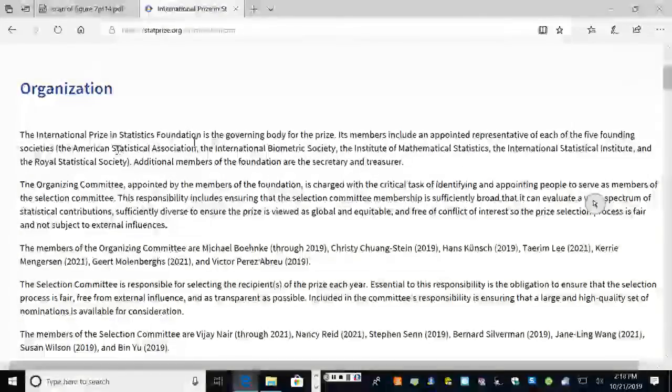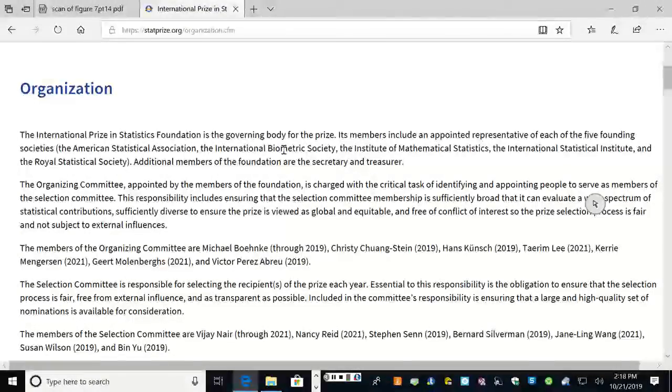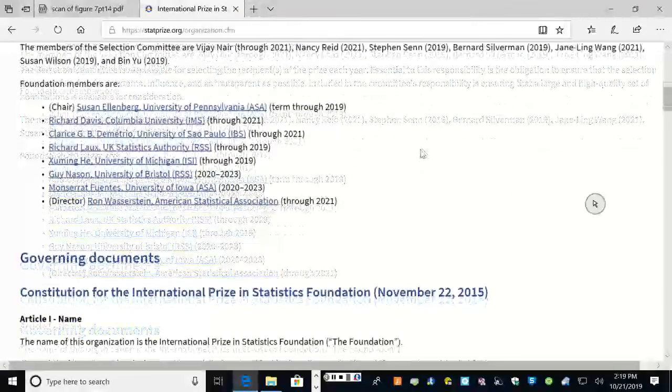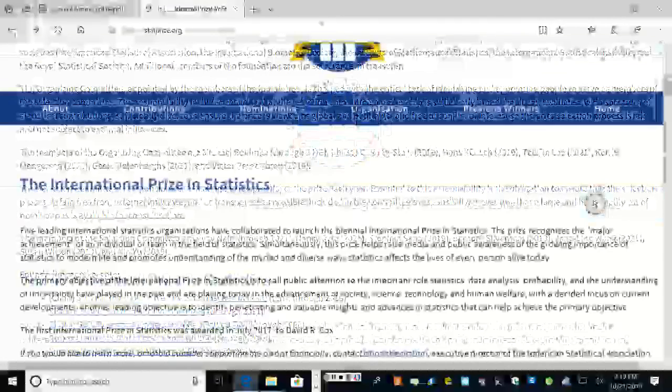So American Statistical Association, International Biometric Society, Institute of Mathematical Statistics, International Statistical Institute, and the Royal Statistical Society out of England, right? Of course, that's not all. There's statistical associations in India and China and South Korea and just about every other country that are fairly substantial. But anyway, these got together and have a fund for a prize, all right?